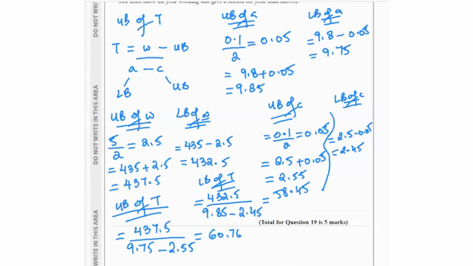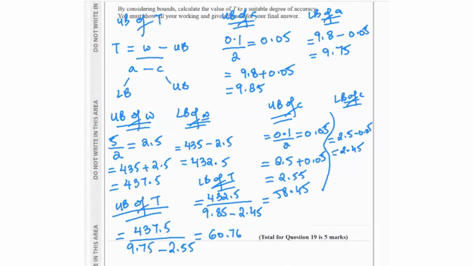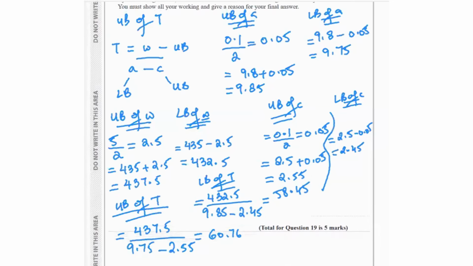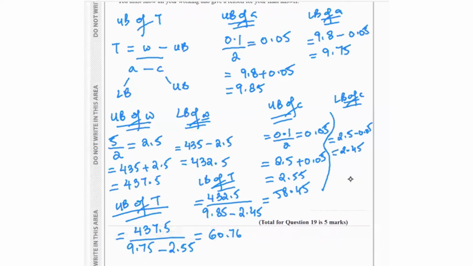They want us to calculate the value of T considering the bounds. So as we can see, this is your lower bound, this is your upper bound. So the value of T is supposed to be in the middle of these two. So that's going to be 16.